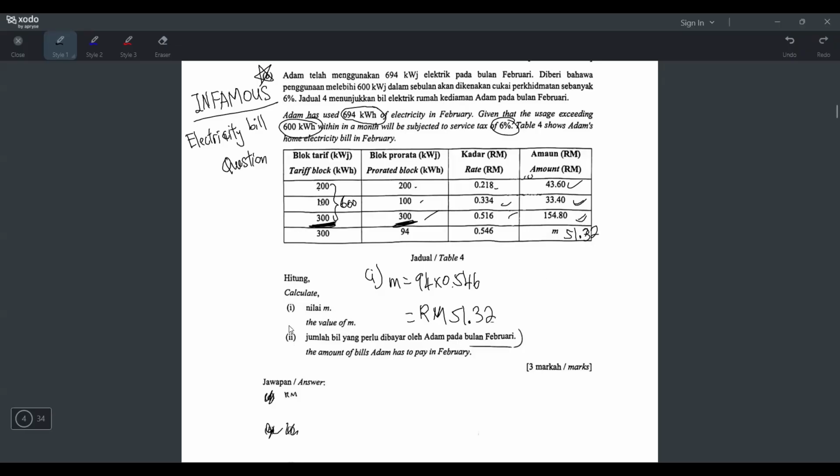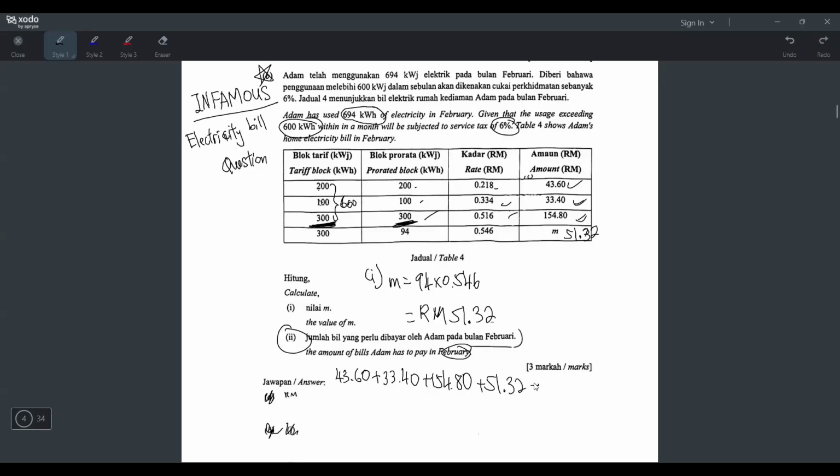Okay, now let's do B, question 2. The amount of bill Adam has to pay in February. So if you want to know the amount to pay, you have to focus here on the amount column, right? So the amount he has to pay is 43 ringgit 60 cents, because that's for the first 200 usage. And then the next 100, he has to pay 33 ringgit 40 cents. And then the next 300, you have to pay 154 ringgit 80 cents. And then the next 94 usage, he has to pay 51 ringgit 32 cents.